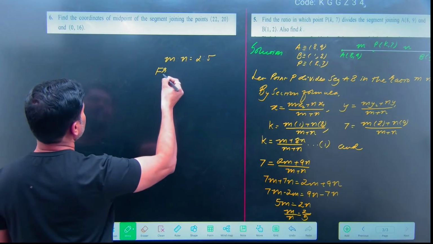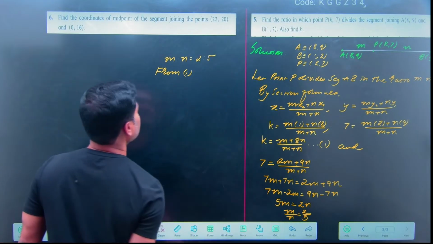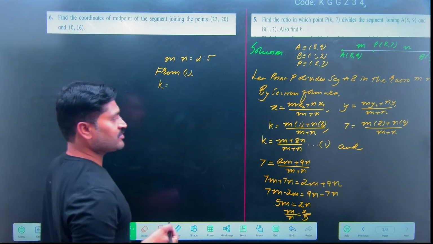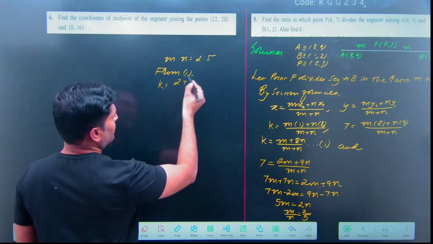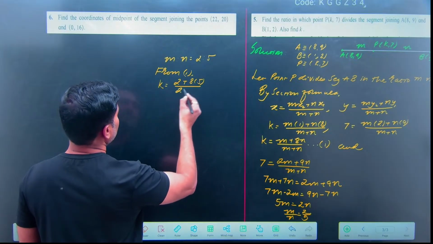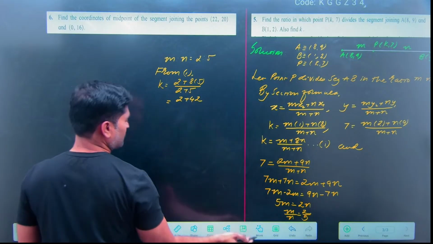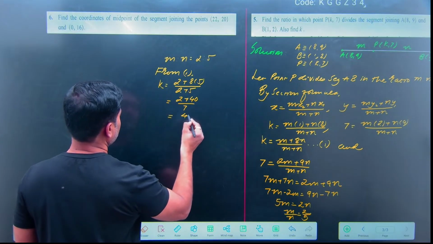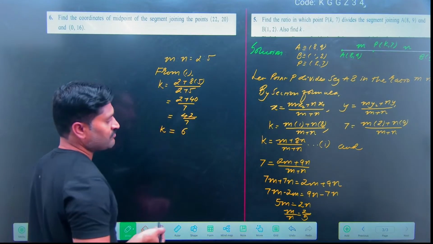And then we will substitute the value of m is to n in equation number first, and that equation number first was for the value of k. So for k we had written the equation there. So in place of m you can write 2 and in place of n 5, upon this 2 plus 5. So 2 plus 8 fives are 40, upon 7; 40 plus 2 is 42, upon 7, so 7 sixes are 42. So this is how the value of K is 6.